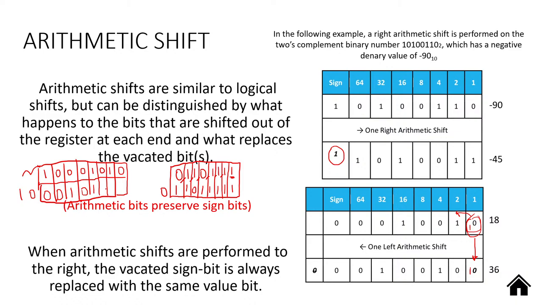0, 0, 1, 0, 1. Yep, zero goes there. What goes in here? Two place arithmetic shift to the left. If we did one shift, we had zero in there before. What goes in this one then? So this one shifts across. That goes in there. And because it was zero, we also put zero in there.